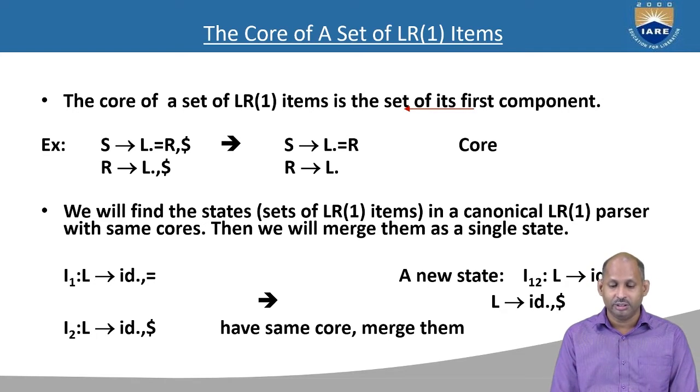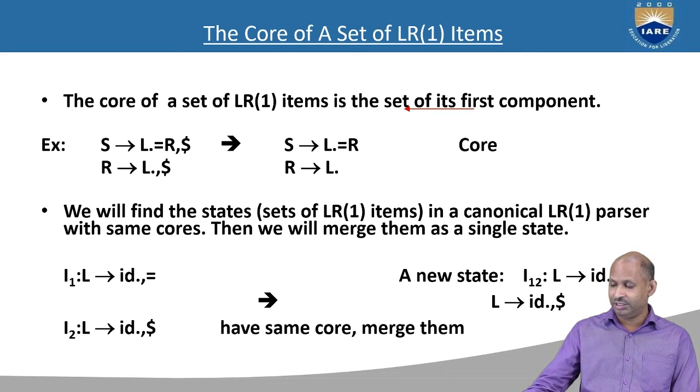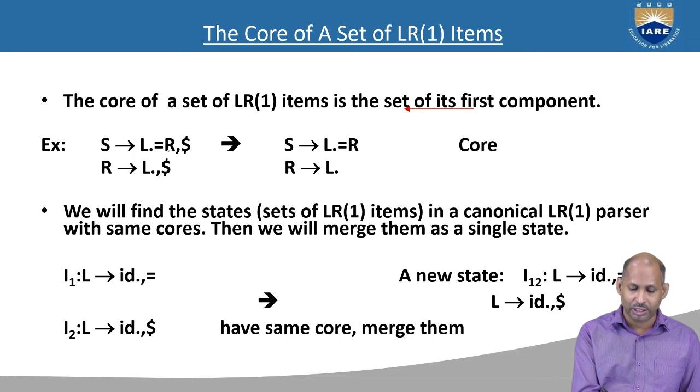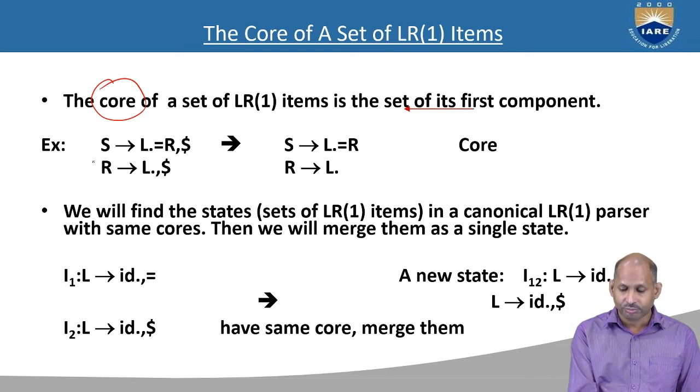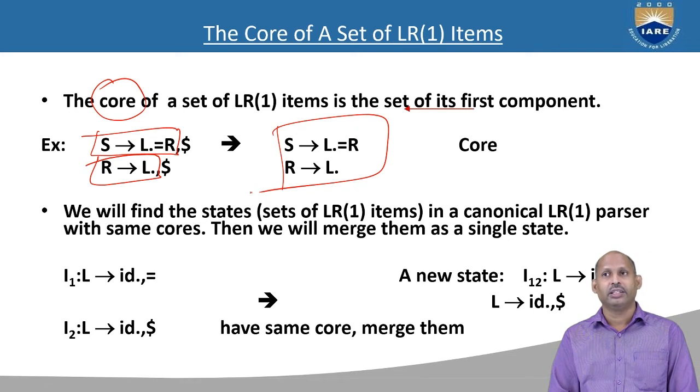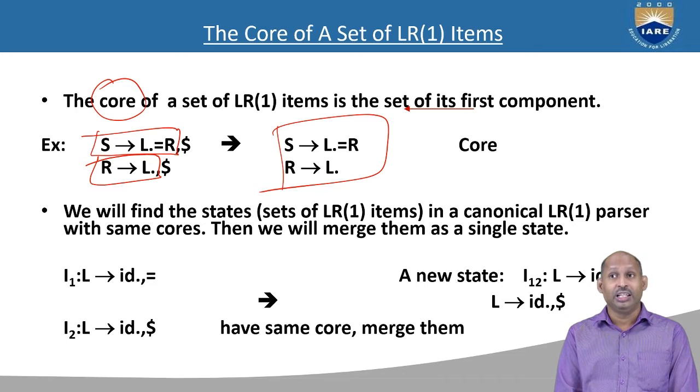Here we talk about the core of a set of LR1 items. So we said the production is the same, but here we simply say the core of a set of LR1 items. These productions will be referred to as the core, right? If the core is the same between two groups, then we combine the groups and also take the union of the lookahead symbols, resulting in a new group, right?